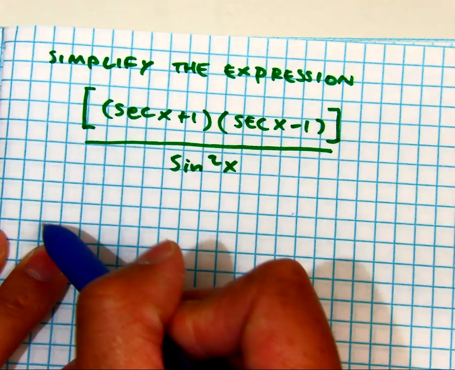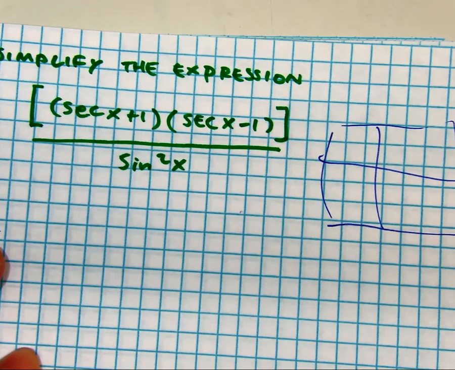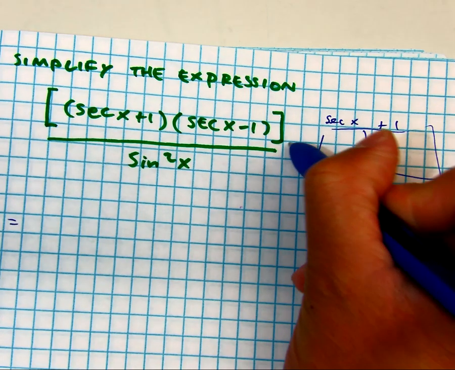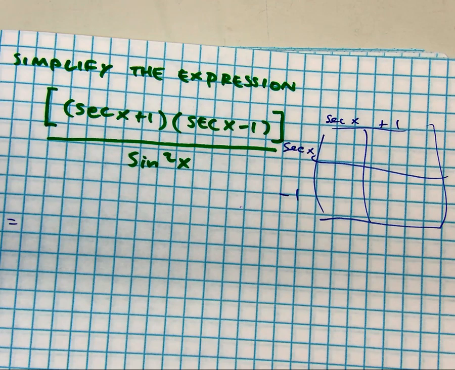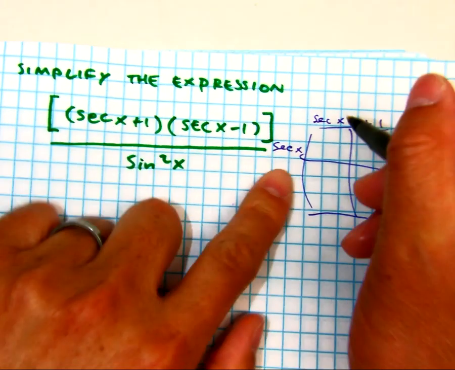Alright. I'm going to use my box to multiply secant x plus 1 times secant x minus 1. You should recognize this is called a difference of squares. You'll realize that the middle terms cancel.